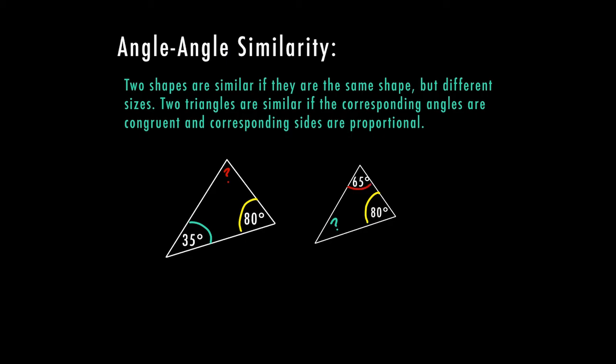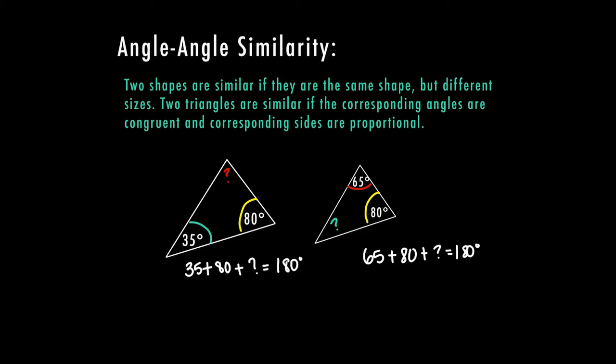So in order to do this, I'm going to use my triangle sum theorem, and I know that all 3 angles of a triangle added together equal 180 degrees. So I'm going to find my missing angle up here by adding 35 plus 80 plus my unknown, and I know those together are going to equal 180 degrees. On this other triangle, I'm going to add 65 plus 80 plus my unknown, and those also equal 180 degrees.